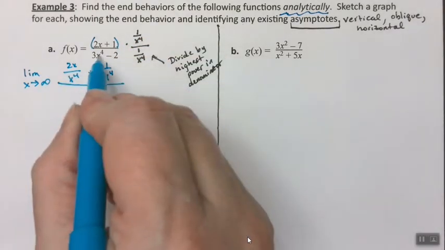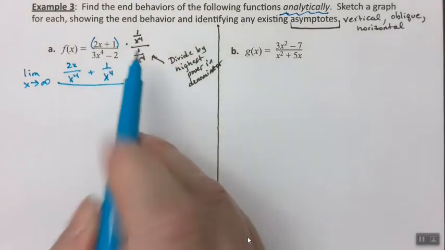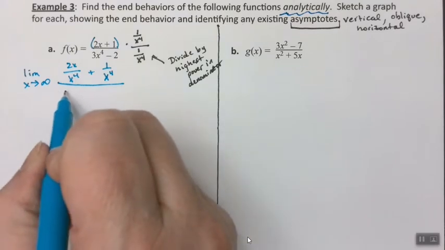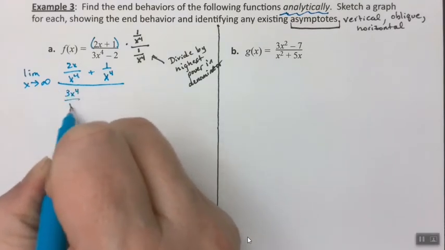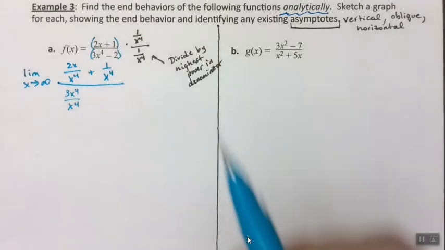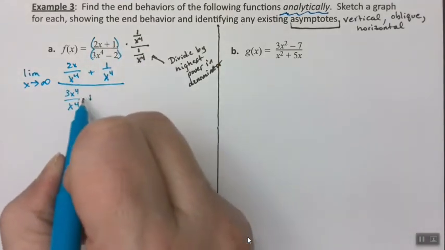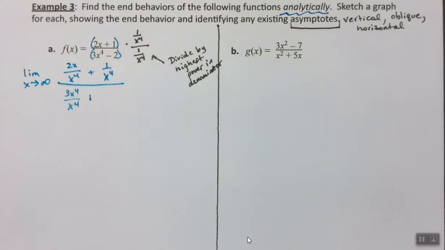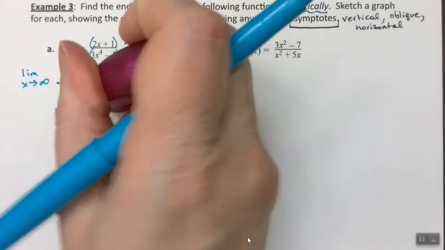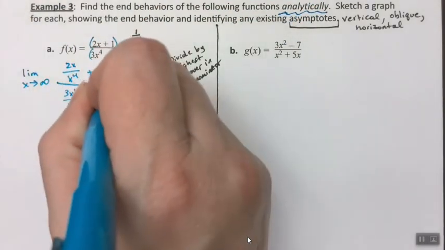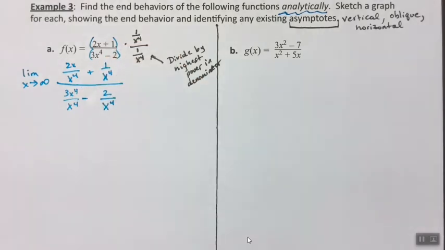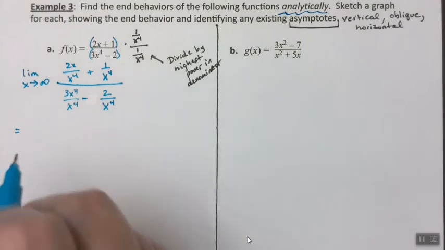And then 3x to the fourth times 1 over x to the fourth would be 3x to the fourth over x to the fourth, because that's a grouping symbol right there. Oh, I'm so sorry, minus 2 over x to the fourth. Minus 2 over x to the fourth. Okay, well, I know what you're thinking. You're thinking that did not make anything easier.